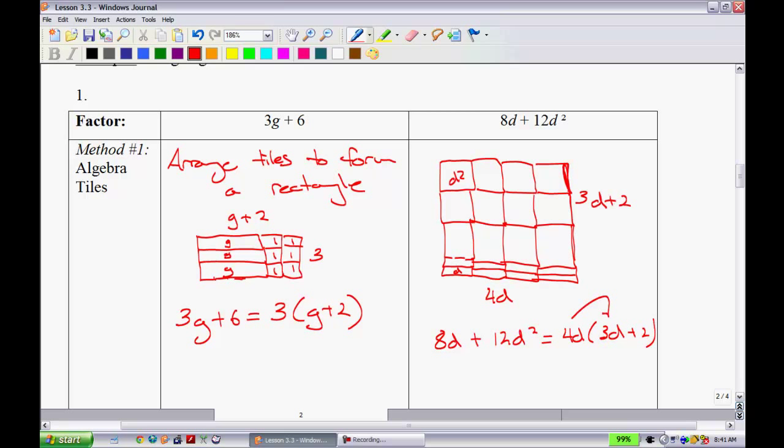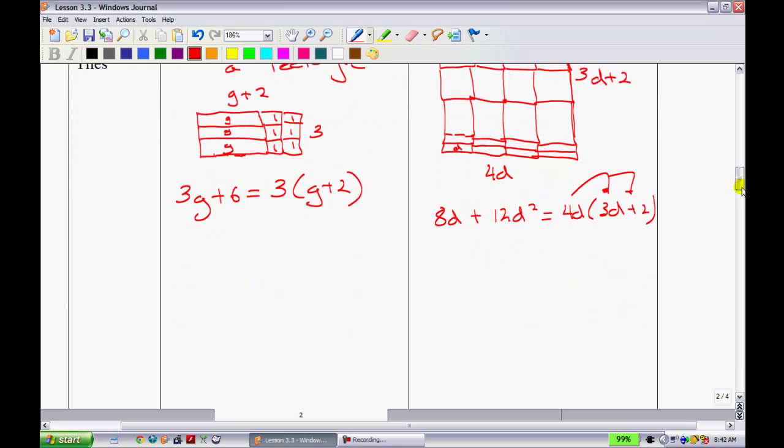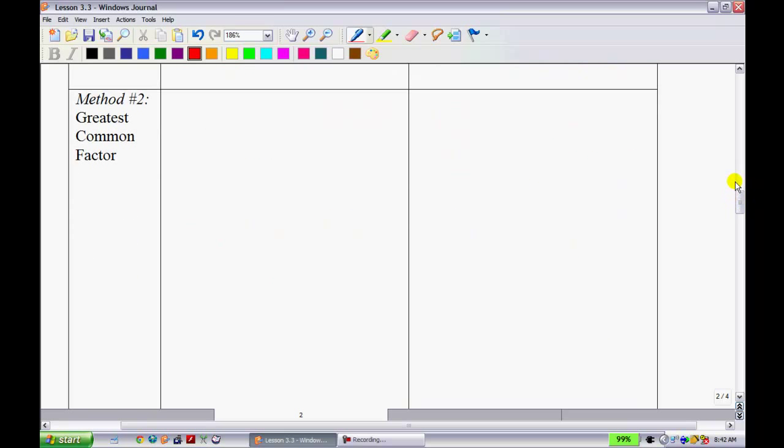You'll notice that if I was to go in, expand this, distribute it in, 4d times 3d would give me the 12d squared, and the 4d times 2 gives me the 8d. Alright, so that's one method of doing it with algebra tiles. I'll show you guys a different method of doing the same question.